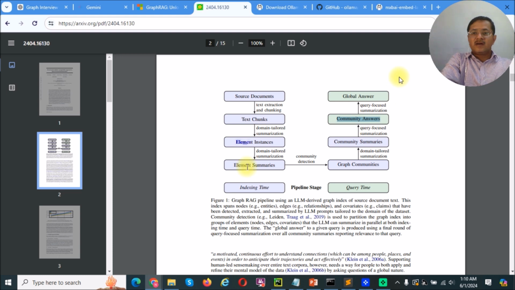Now we will try to understand how such strategies, like a pipeline to use graph-based RAG, work. After that, it will be very easy to go through this paper and implement it, or understand the implementation and work of this paper.